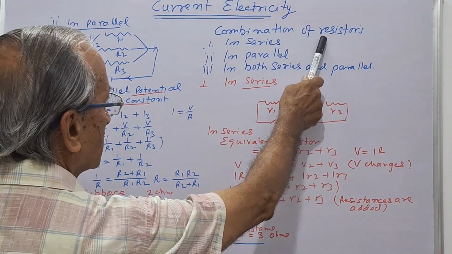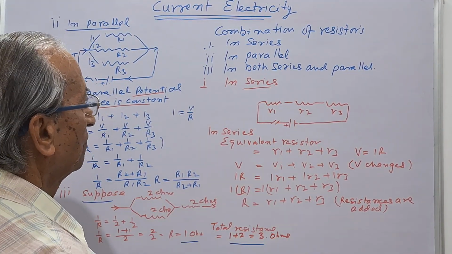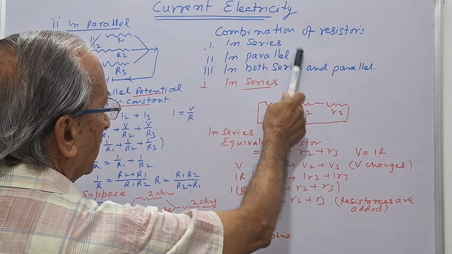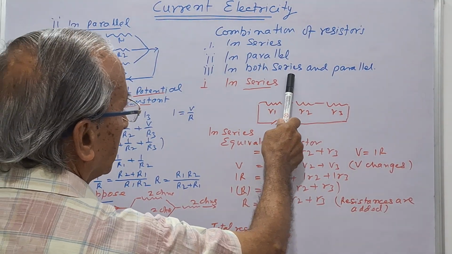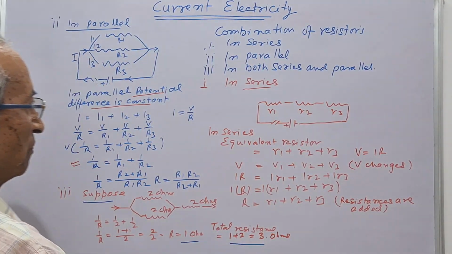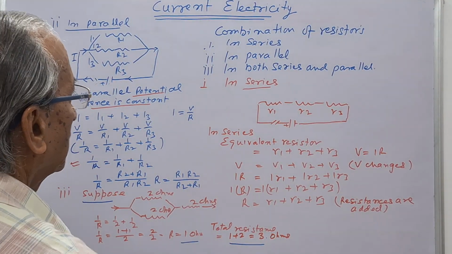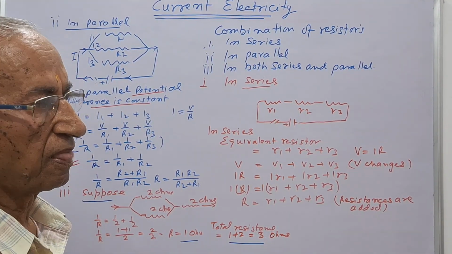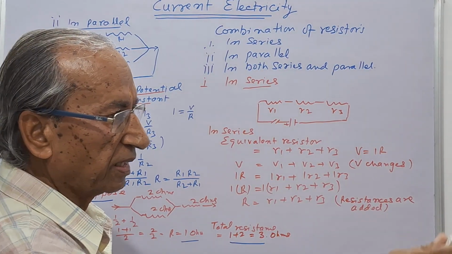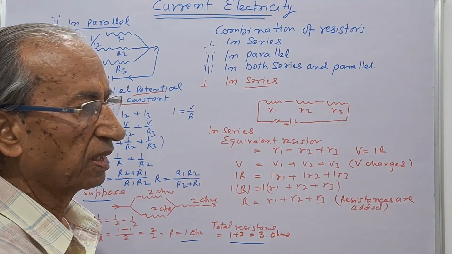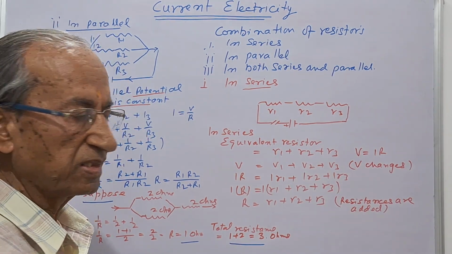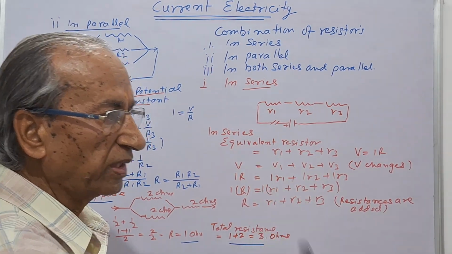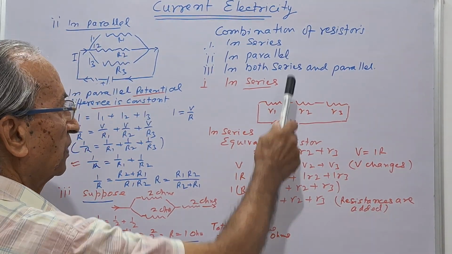Now, a combination of resistances may be in series, it may be in parallel, or it may be in both series and parallel. See, in the case of series, resistances are arranged head to tail, and there will be addition of the resistances, so you will get more resistance in the case of series.